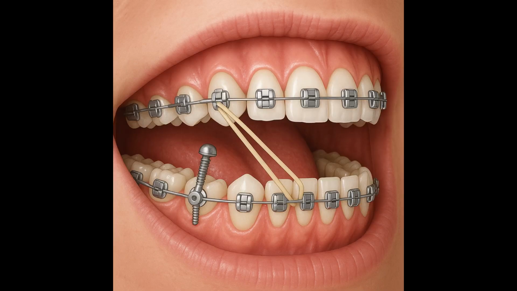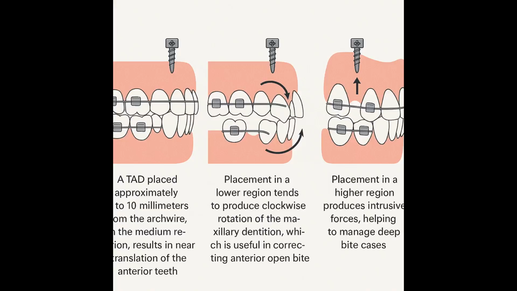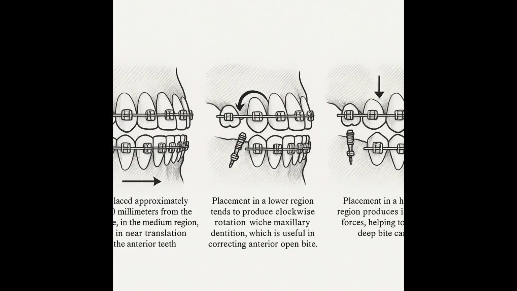The introduction of microimplants or temporary anchorage devices has dramatically advanced the control of space closure. By placing TADs strategically, orthodontists can achieve en masse anterior retraction with minimal reliance on patient compliance. A TAD placed approximately 8 to 10 millimeters from the arch wire in the medium region results in near translation of the anterior teeth. Placement in a lower region tends to produce clockwise rotation of the maxillary dentition, which is useful in correcting anterior open bite. Placement in a higher region produces intrusive forces, helping to manage deep bite cases.